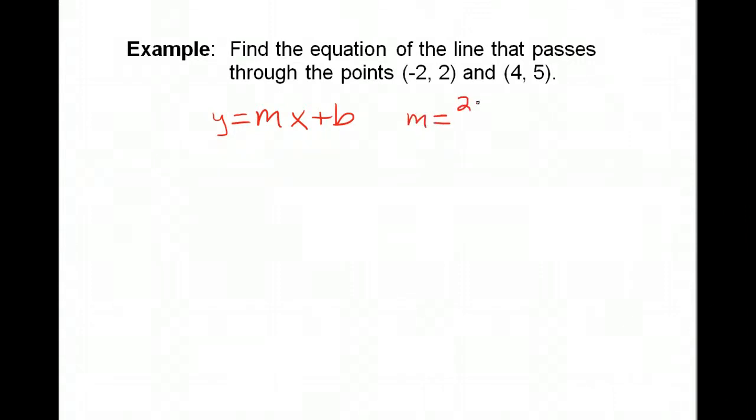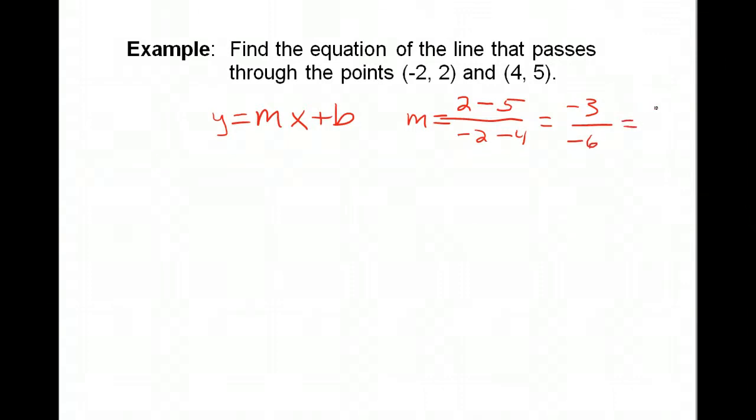Change in y over change in x is 2 minus 5 over negative 2 minus 4. Let's see what we get for that. 2 minus 5 is negative 3. Negative 2 minus 4 is negative 6.